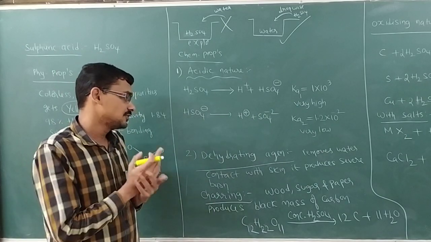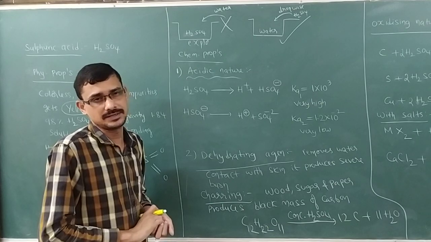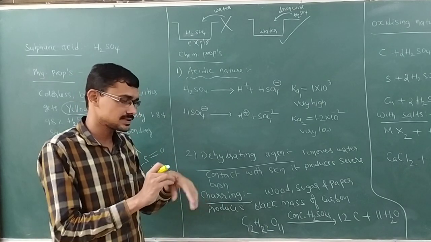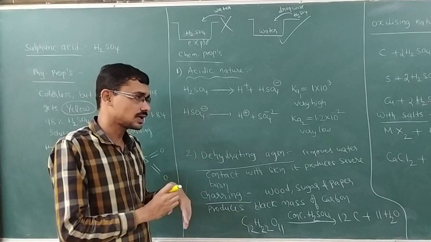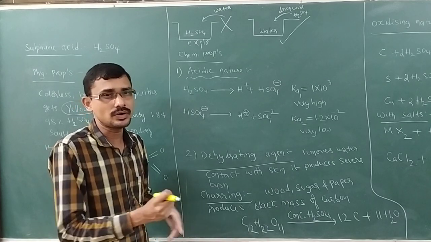Now, second, if you observe the chemical property, dehydrating agent, it removes water anyway. Even from skin also it removes the water. That is the reason we get rashes. If you get a drop of sulphuric acid on the skin, what happens? It leads to burns because of removing the water from that.